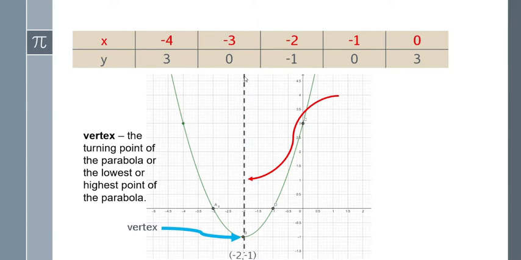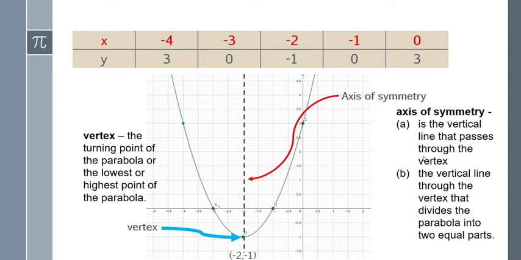Okay, next. Itong line naman na to, ito yung naghahati sa parabola. Ang tawag natin dito is axis of symmetry or the line of symmetry. Ano bang ibig sabihin ng line of symmetry or axis of symmetry? It is the vertical line that passes through the vertex. So, ito yung vertical line na dumaan sa pinakagitna ng parabola, or the vertical line through the vertex that divides the parabola into two equal parts. So, equal, so identical sila. Ito ang tinatawag natin na axis of symmetry.